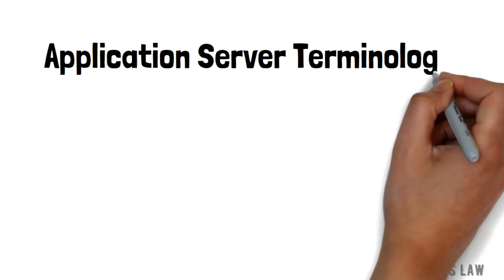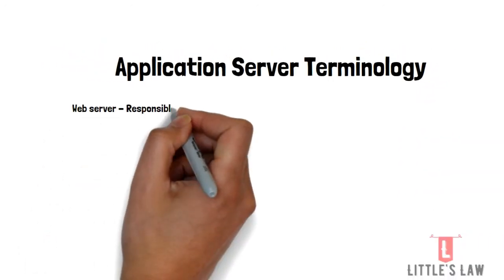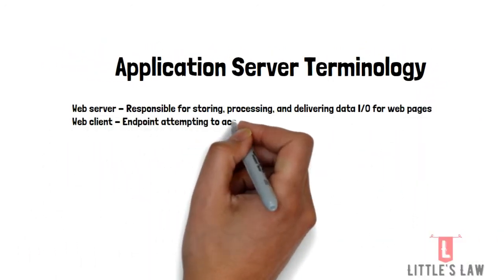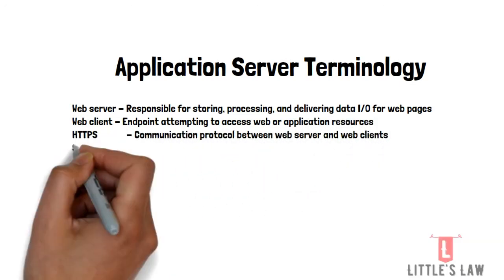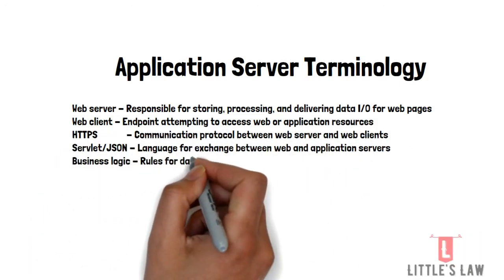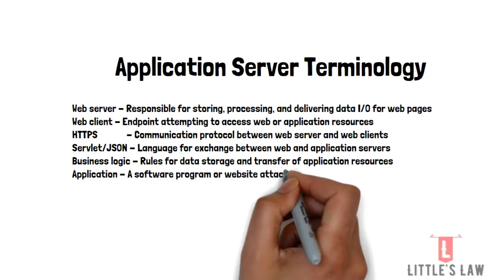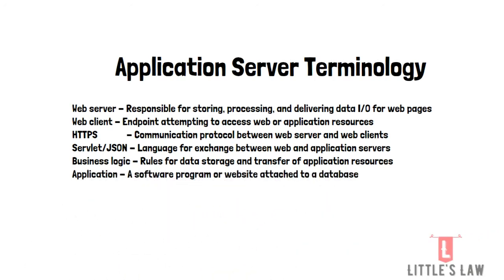Before we move on, we will look at some of the application server terminologies. First, let's start with the web server. The web server is responsible for storing, processing, and delivering data input and output for web pages, and they mostly deal with static content like HTML, JavaScript, CSS. And next is a web client, which is the endpoint attempting to access web or application resources.